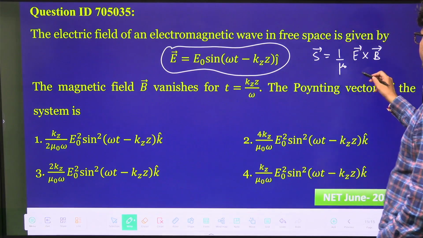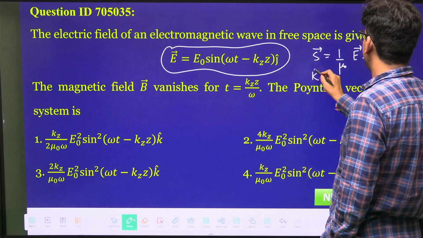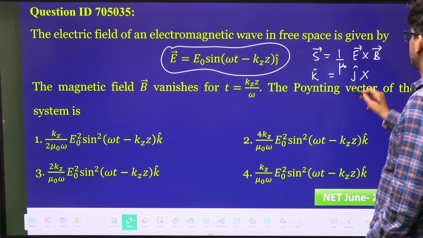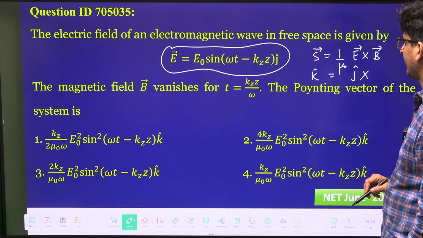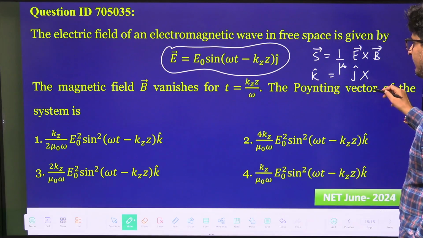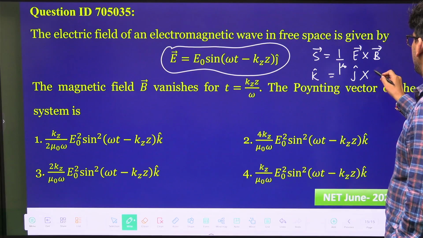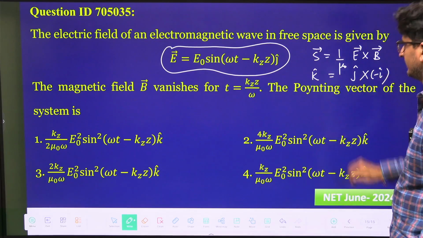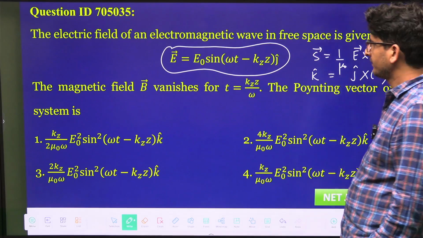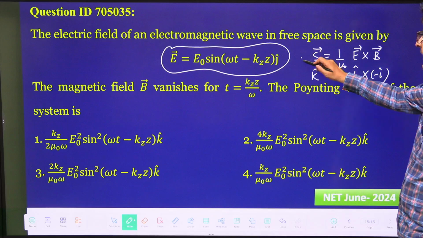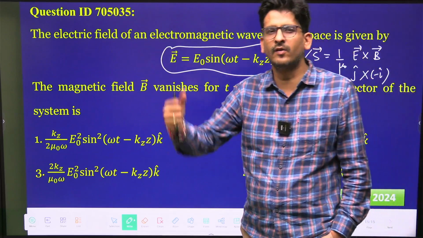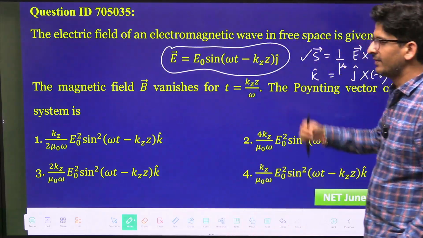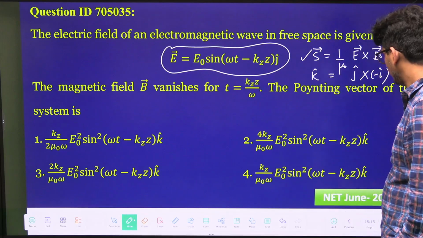Okay, so electric field is in J cap, propagation is in K cap, so this should be equal to E in J cap cross the magnetic field, and the magnetic field will be in minus I cap direction. You know, I cross J is equal to K. So this should be the case. But we have to calculate the Poynting vector S. So Poynting vector is in the direction of propagation of the wave. It is that direction in which the wave carries the energy. So let us do that.